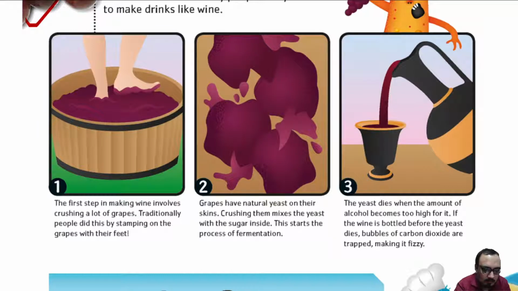The yeast dies when the amount of alcohol becomes too high. And if the wine is bottled before the yeast dies, the bubbles of carbon dioxide are trapped, making it fizzy.